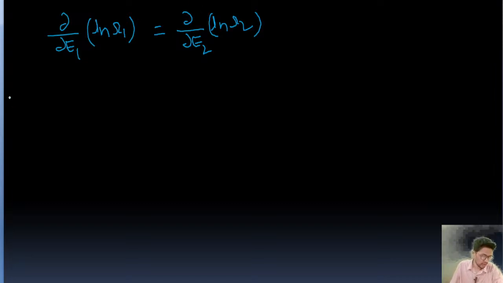This value is going to be β, and that is constant. Okay, so this is an important equation. We can call it equation one.